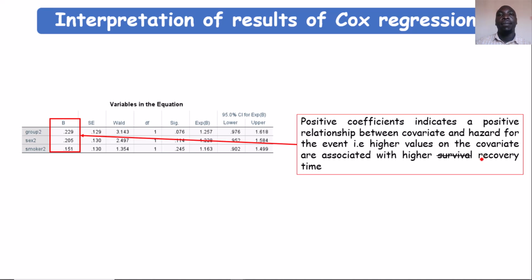Since our outcome of interest here is recovery, if, for example, it was this, then it would be associated with the higher survival time. We have here p-values that show the significance for each of the betas for each variable that we are assessing, and we can see that all of them here are non-significant.